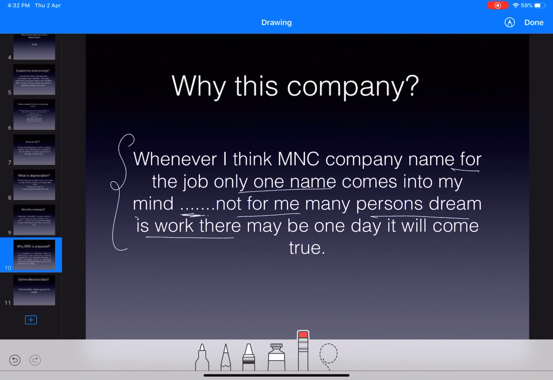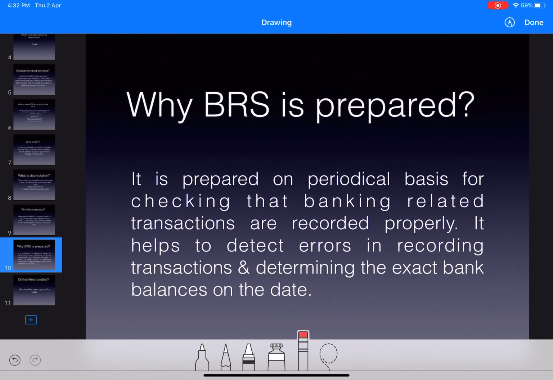Next question is, why is BRS prepared? BRS here is bank reconciliation statement. We know that bank reconciliation is prepared on a periodical basis for checking whether banking related transactions are recorded properly or not. Like suppose we have deposited a check, or we have deposited some cash, or some other person has deposited cash in my bank account, and we check that banking transactions are going on well or not.